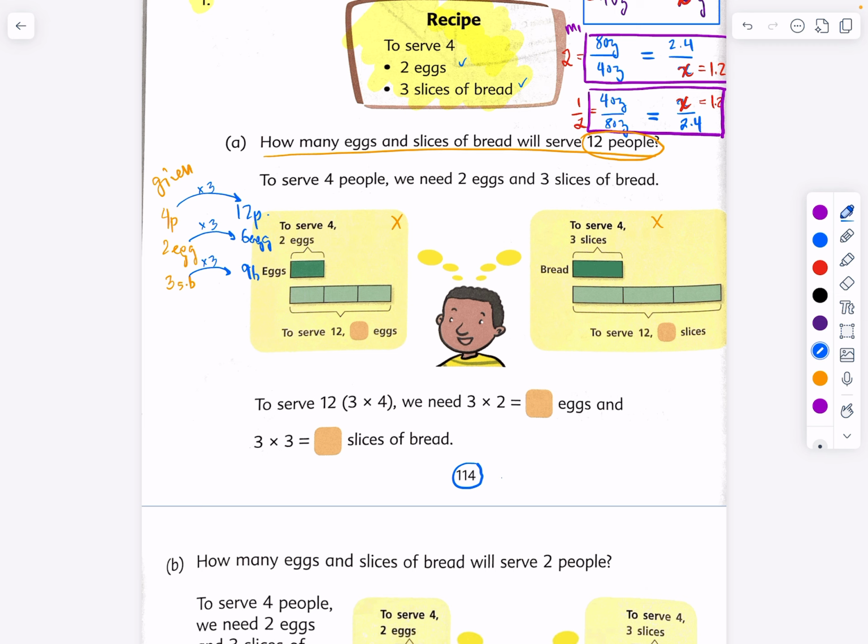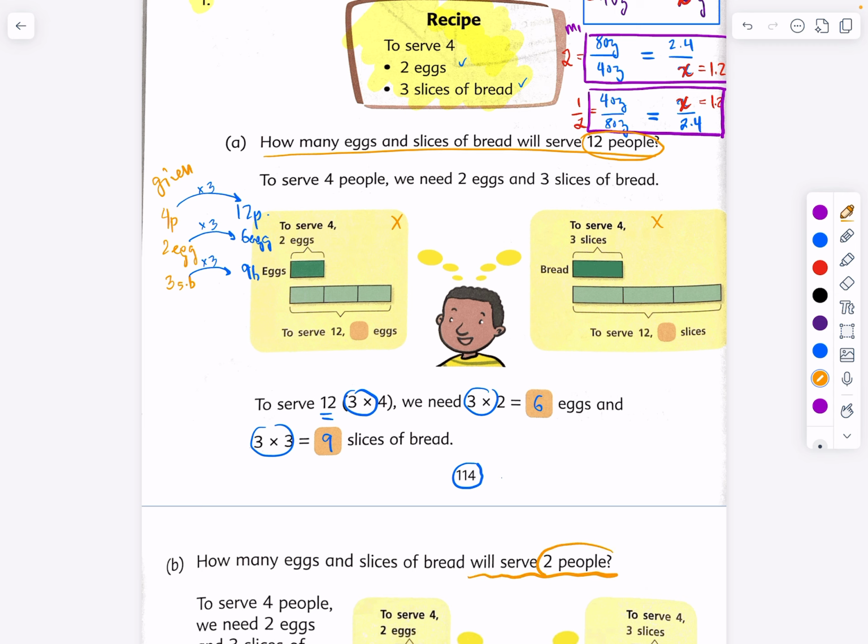Really nice. So to serve 12, we need to triple the number of people. Therefore, we triple the eggs and we triple the bread slices. I think that's pretty self-explanatory. Now, let's take a look at the following example, part B. I'm going to pick up my orange. How many eggs and slices of bread will serve 2 people?